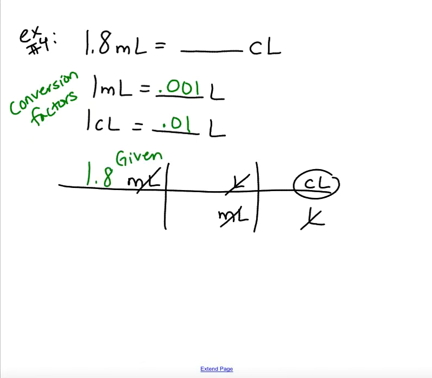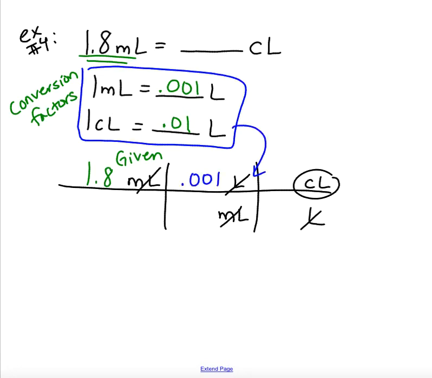Now we plug in our numbers. Given always goes in that top left box. Our conversion factors go in the other boxes. Multiply the tops. Multiply the bottom. Divide the top by the bottom. And you have your answer of 18 hundredths or 0.18.